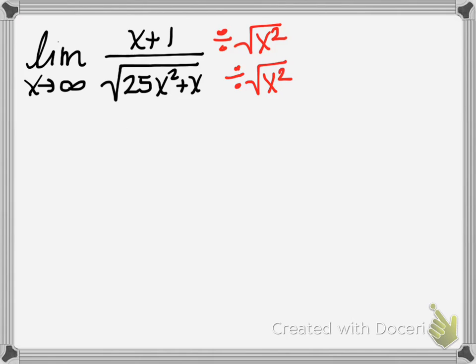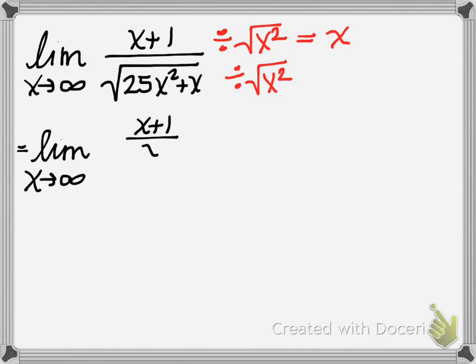Now notice the numerator here does not contain a radical. So we're going to go ahead and choose to simplify the square root of x squared to be just x for the numerator. And that way, when we compute the limit as x approaches infinity, we'll be able to divide the numerator, x plus 1, divided by a nice plain x.